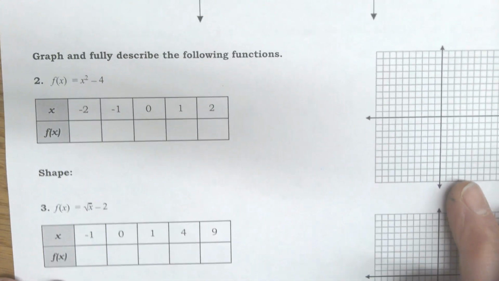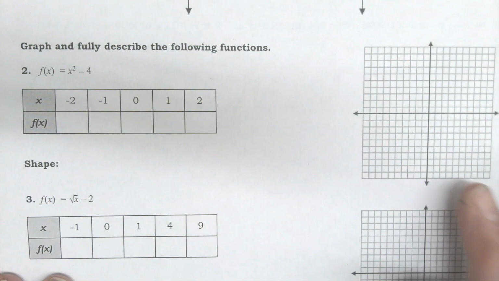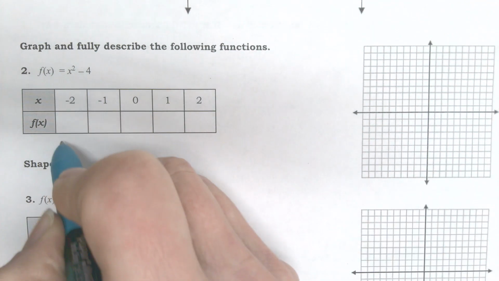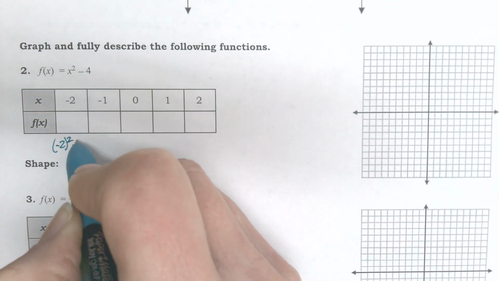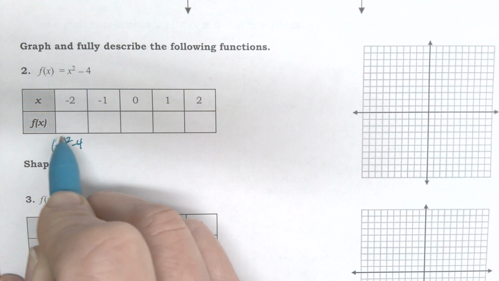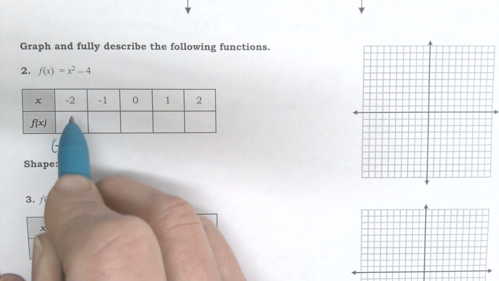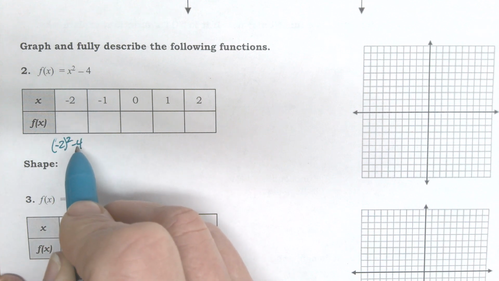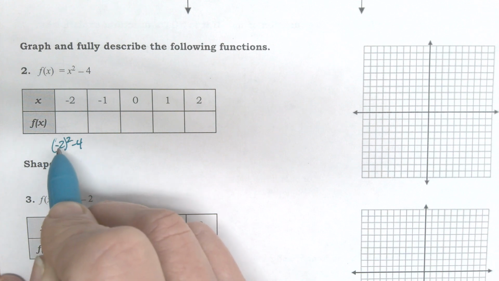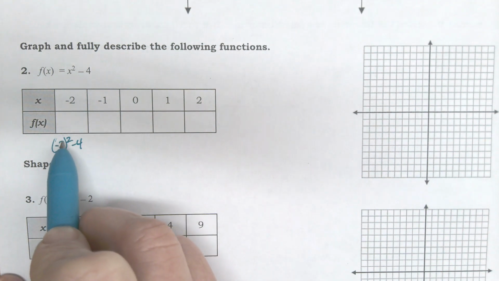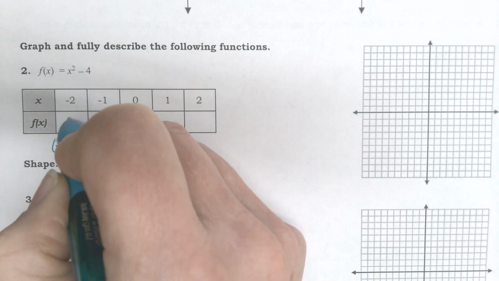Moving on, we're going to be filling in our tables and sketching the graph. So keep in mind, this means I do -2 squared minus 4. Don't forget to put the negative in parentheses before you square it. Otherwise, your calculator won't square the negative. It'll only square the 2. So -2 squared is 4, minus 4 is 0.